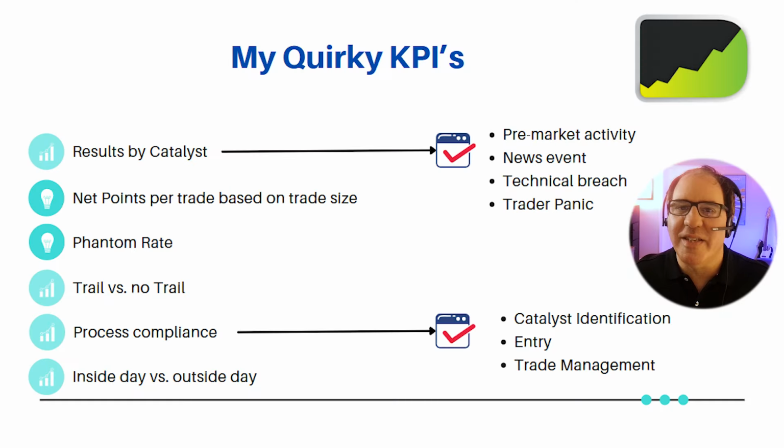Chop strategies work better on inside days versus trend-based strategies where I'm going to trail more and really take advantage of breakouts and things like that. It kind of just makes sense, but it's really cool when you see the KPIs validate common sense. Really, really important. So I just wanted to give you a taste of some of the KPIs, the quirky ones that I'm watching.